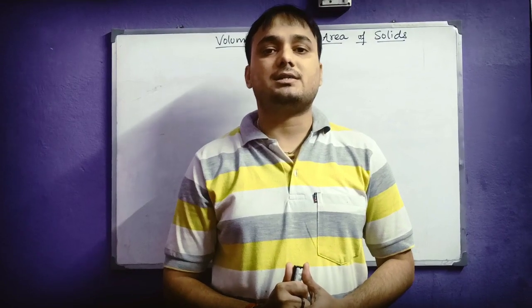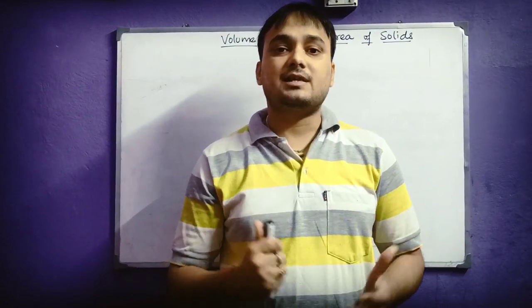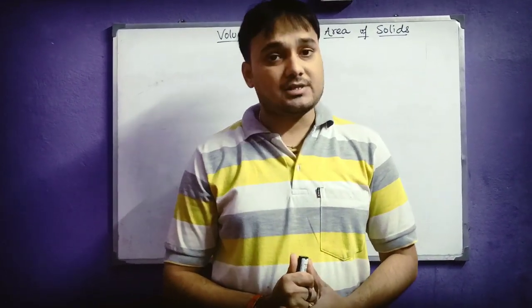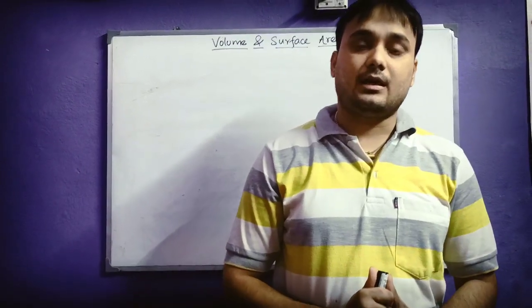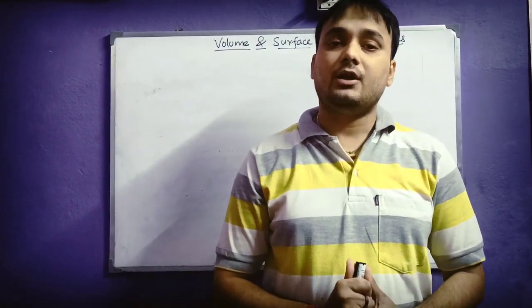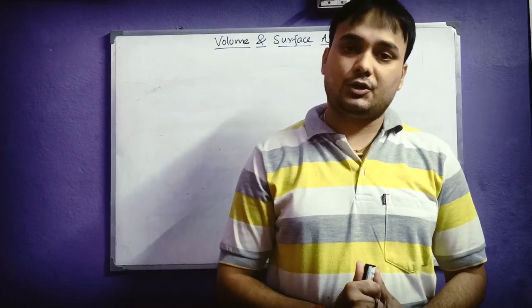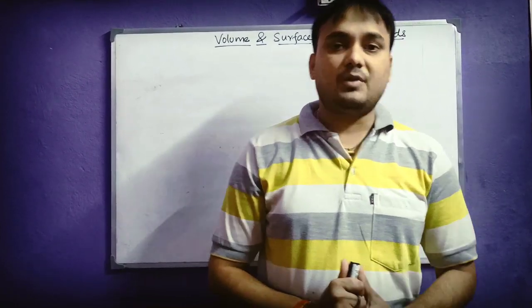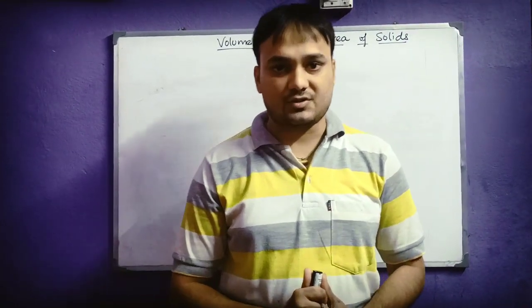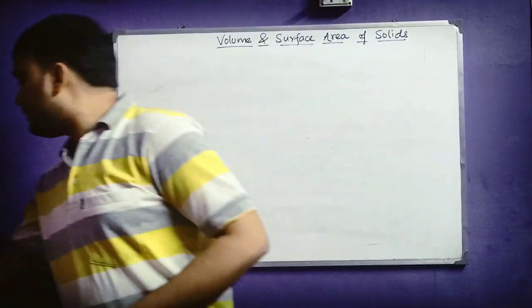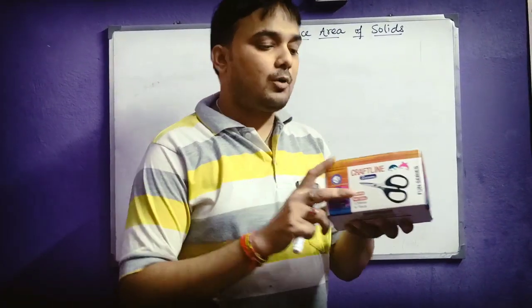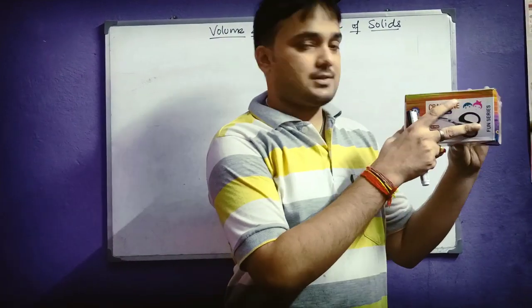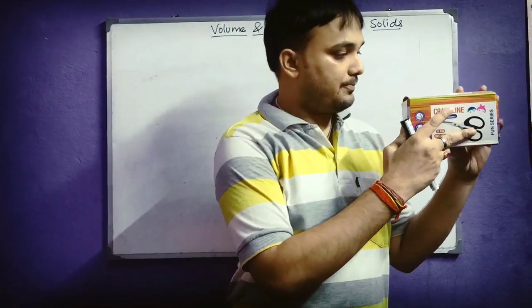We are going to understand the concept of surface area, the total surface area, lateral surface area and the volume of specially two different kinds of solids, cuboid and cube. Before we go into the depth of this topic, I have taken a shape of cuboid here. You can see this is a box which is cuboidal in shape.